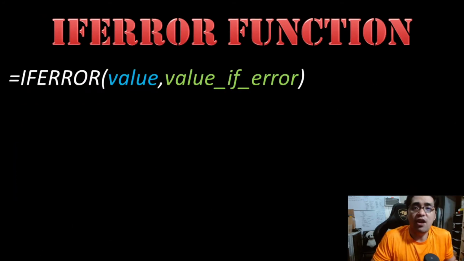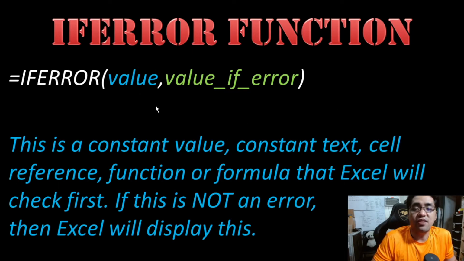When you use the IFERROR function, this is what the function will look like when you use it in a formula. So you have here the function name IFERROR, and then you have two arguments, the value and the value IFERROR. Let's first individually talk about what the value and value IFERROR is so that you understand what the IFERROR function truly does. So let's first start with the value argument. So in other words, this argument over here.